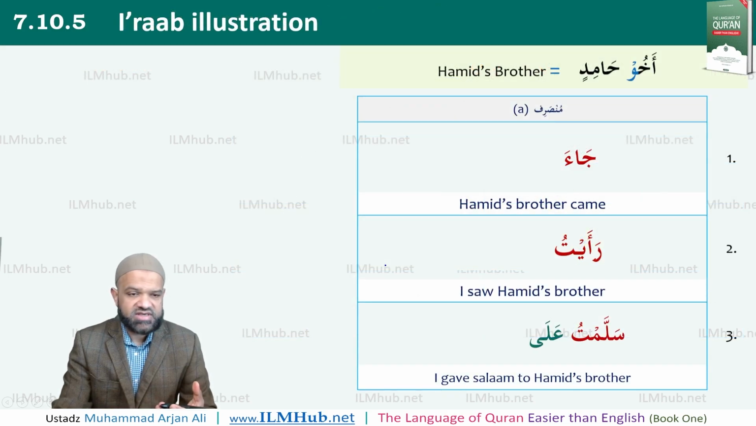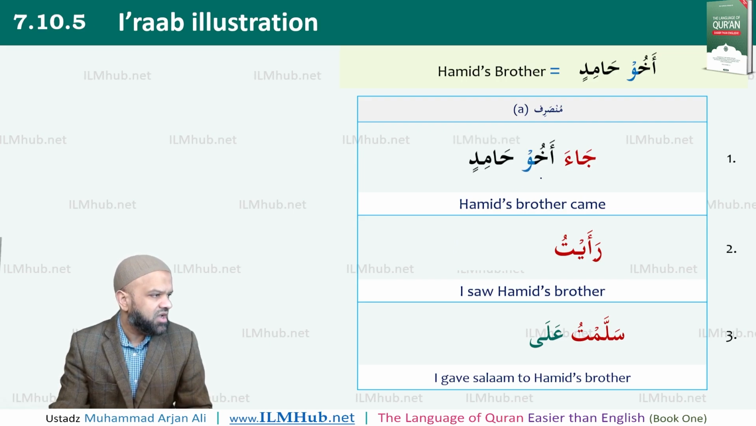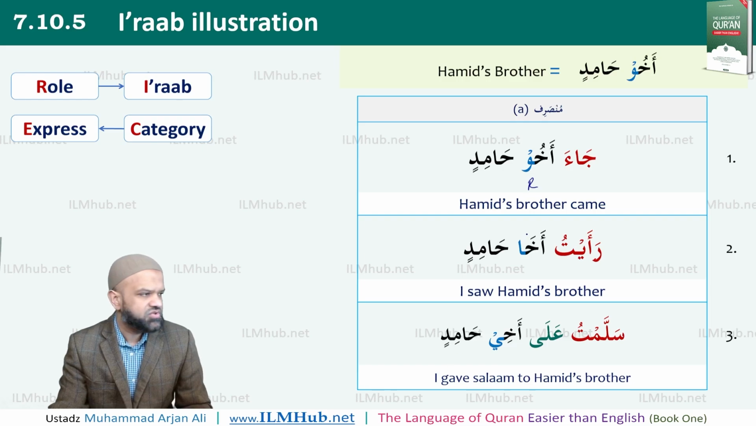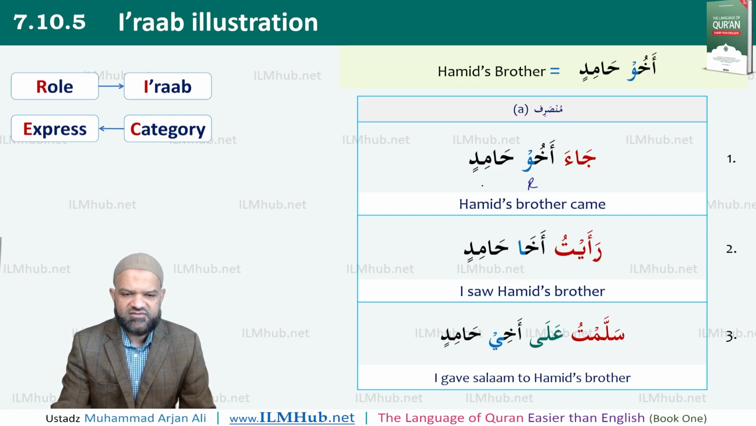To illustrate the example, I want to say Hamid's brother came. I would say Ja'a Akhu Hamidin. So this is now rafa. Ra'aytu, I saw the brother of Hamid: Akha Hamidin. I gave salam to the brother of Hamid, or Hamid's brother: Sallamtu ala Akhi Hamidin. So you can see the word Akhu, Akha, Akhi, in rafa, nasab and jar, using waw, alif and ya.